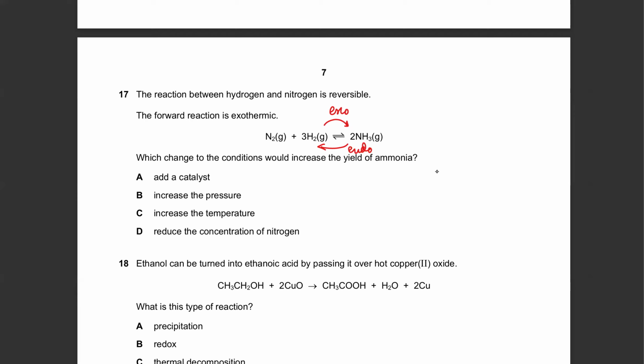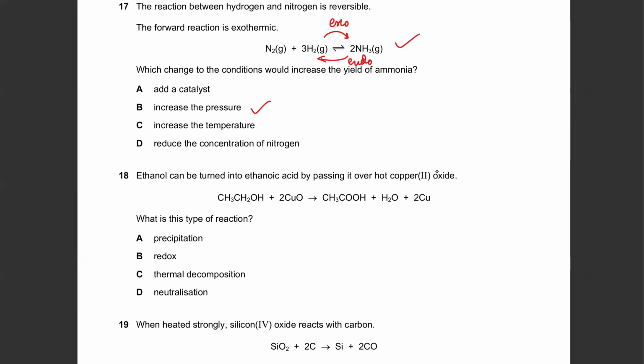Mr. Fahad, is it B? Increase the yield of ammonia. Yeah, so increasing the pressure, because there are fewer gas molecules on the forward side, right? Increasing the temperature would favor the endothermic reaction, so that would reverse the reaction. Adding a catalyst does nothing, it speeds up both reactions. Reducing the concentration of nitrogen, it will try to increase the concentration of nitrogen, so it's going to go backwards.